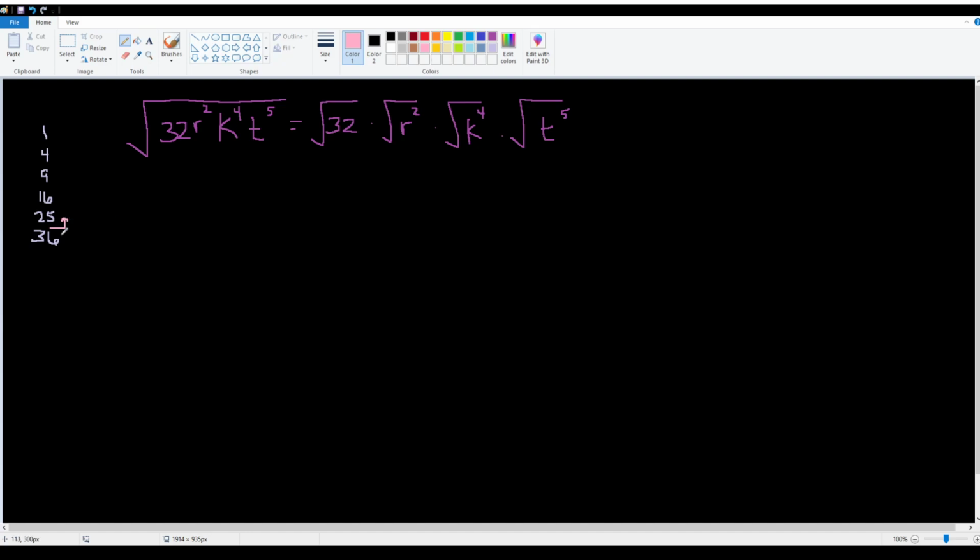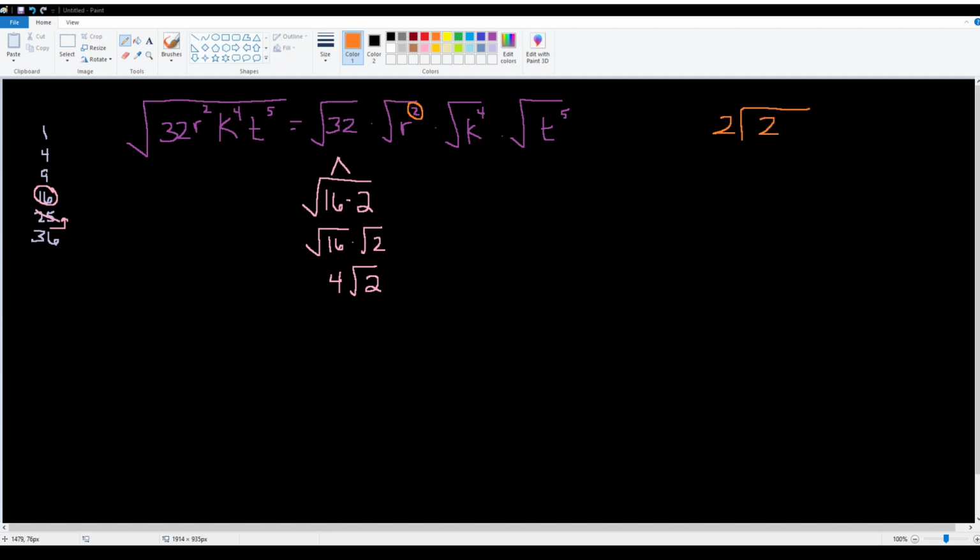So I check everything on this side of the 32. In this case, 25 doesn't work, but 16 does. So 32 is going to split up into the square root of 16 times 2, which then becomes the square root of 16 times the square root of 2, and the square root of 16 is 4, so 4 square root of 2. So the number is done. Now we move on to the variables. R squared. For the r squared, I take the exponent and I divide it by 2.